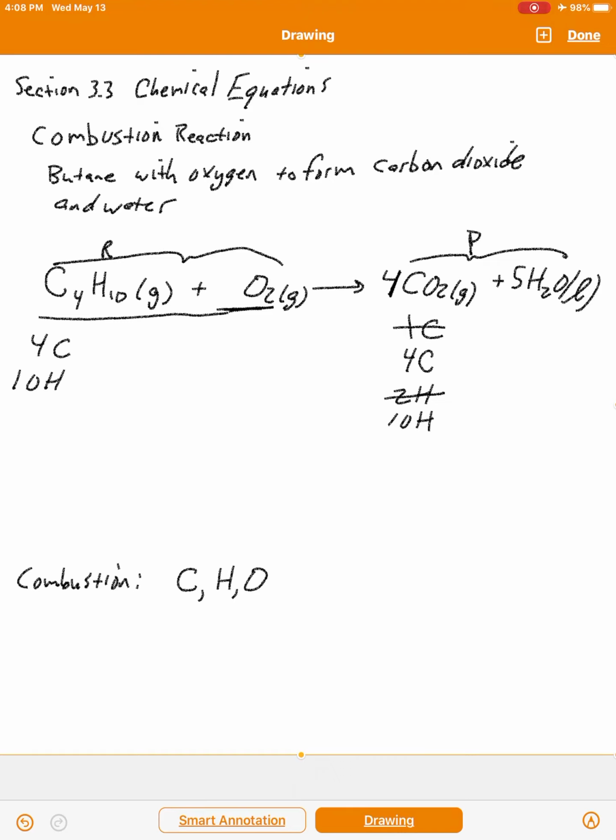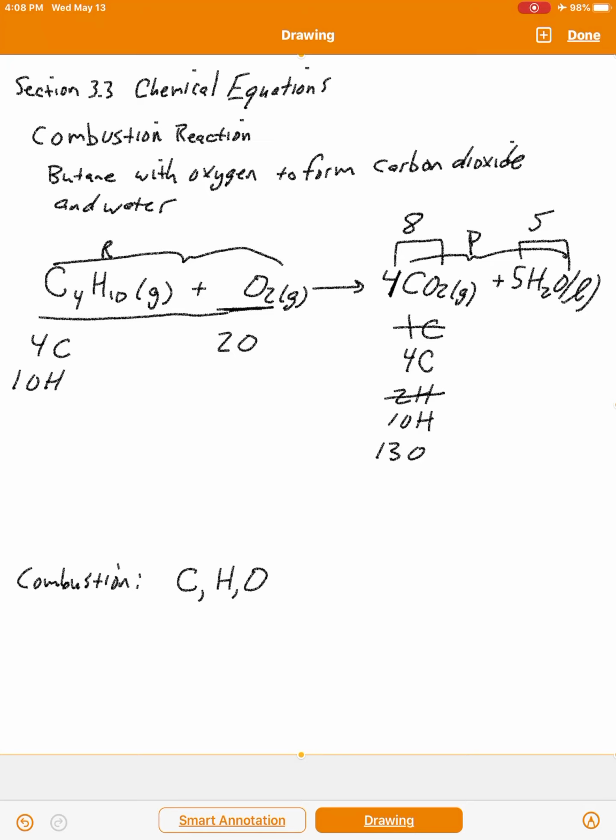The last one is oxygen. Now this is a little tricky. The oxygen can be tricky in combustion reactions, but let me walk you through it. There are 2 oxygens on the left side, right? But there's more than 2 on the product side. There's 4 times 2. That's 8. And then 5 times 1, that's 5. So 5 plus 8 is actually 13 oxygens. So there's more oxygens on the right side than there are on the left side.